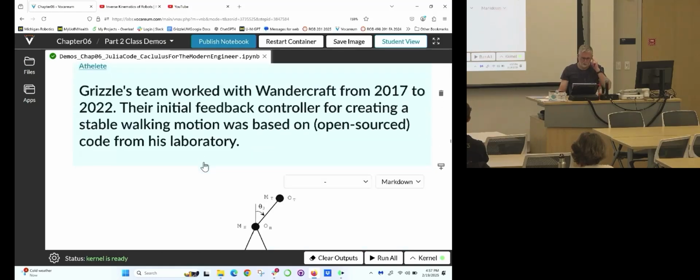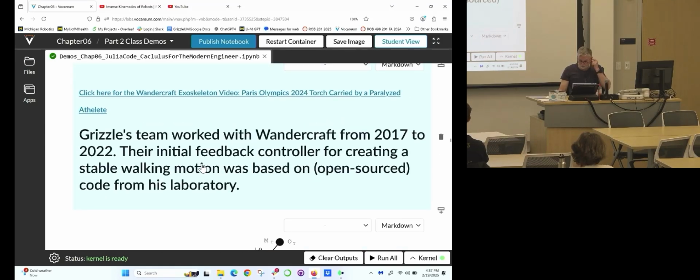Okay, so we're going to move on to optimization. I just want to show you a robotics example where optimization works.